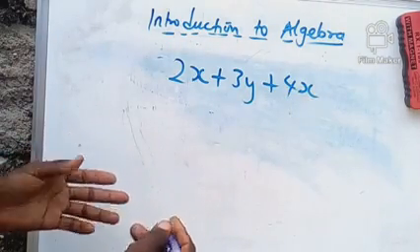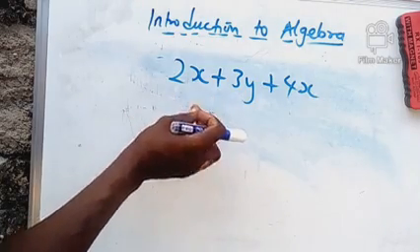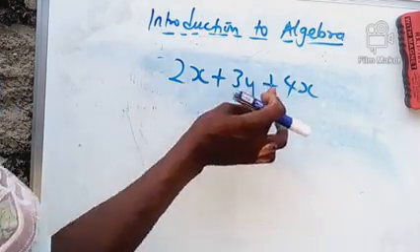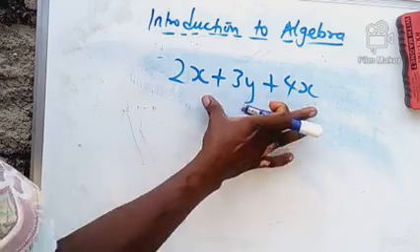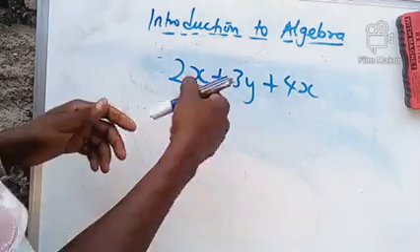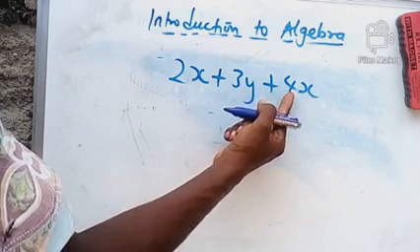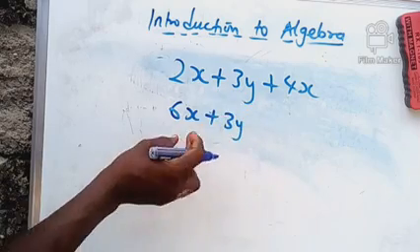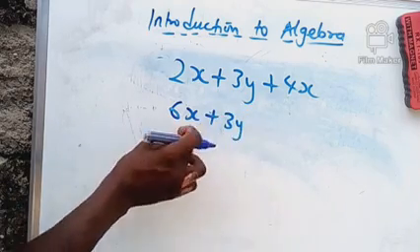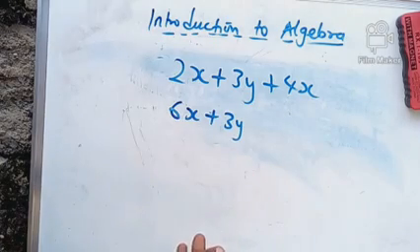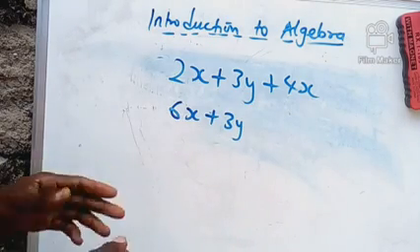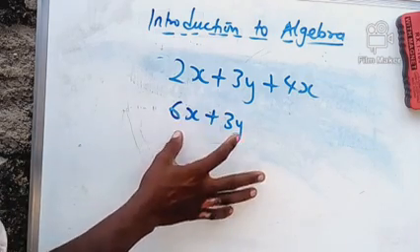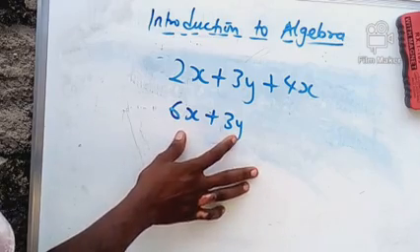The first thing you need to understand is that we have like terms here. We have 2x here and 4x here, which are like terms because they have the same variable, x. So we can bring them together and add them up. To add them up, we simply add 2 plus 4, and we have 6x plus 3y. We cannot add 6x and 3y because they are unlike terms. So that is one thing you need to understand when you're dealing with algebra: you can only add like terms, but you cannot add or subtract unlike terms together.